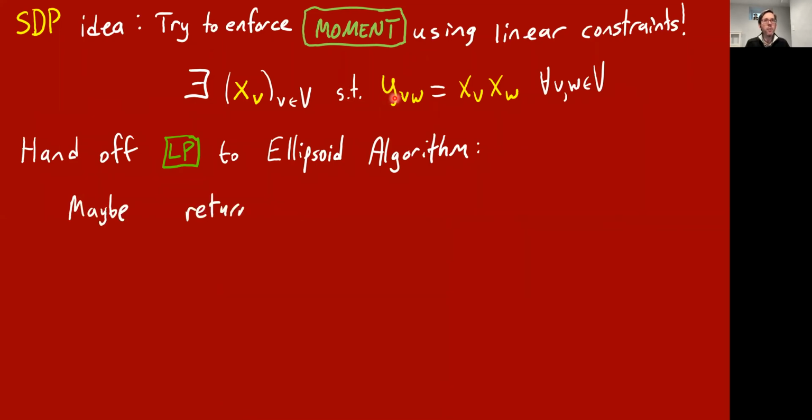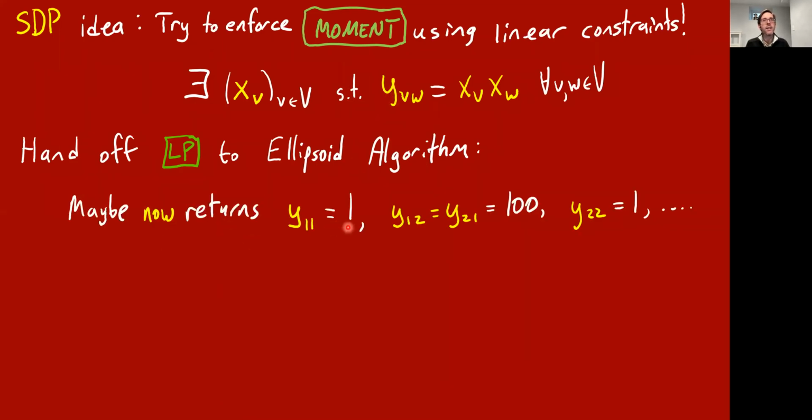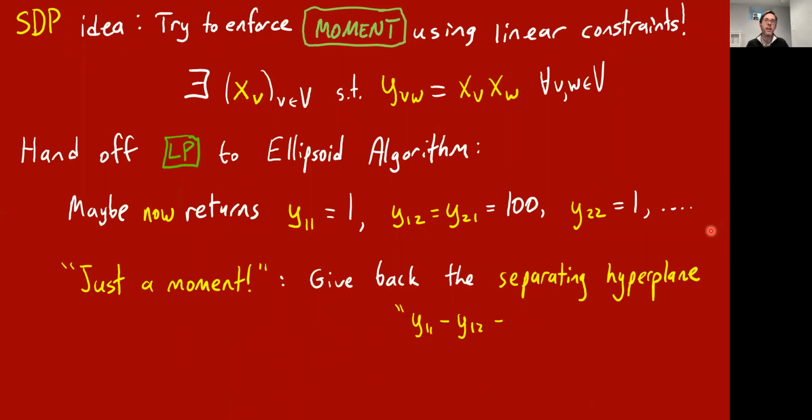Okay, so maybe you hand that off to the ellipsoid algorithm, and maybe now it comes back and says, okay, I have a new solution for you. Y11 is 1 in my solution, and Y12 and Y21 are 100, and Y22 is 1, and so on. And you say, well, just a moment, ellipsoid algorithm. I forgot to tell you a constraint on the y's: that y11 minus y12 minus y21 plus y22 should be non-negative. And that'll force the ellipsoid algorithm to go back and revise its solution, because 1 minus 100 minus 100 plus 1 is not non-negative.